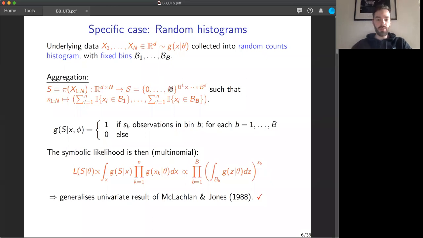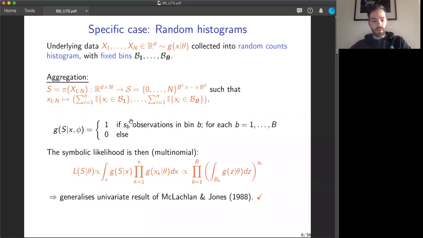So it's from 0 to big N, the number of observations that I have, and it's raised to the power the number of bins that I have in my symbol, or in my histogram. So for each bin, I'm going to count the number of points that fell into that bin. So that's the aggregation function. The function g of s given x, so the probability that we observe the symbol given the data x, is simply a Dirac, where I will take value 1 when we have S_B from observations that fell in the bin B. So we need to make sure that we match the right number of observations in each of the bins.